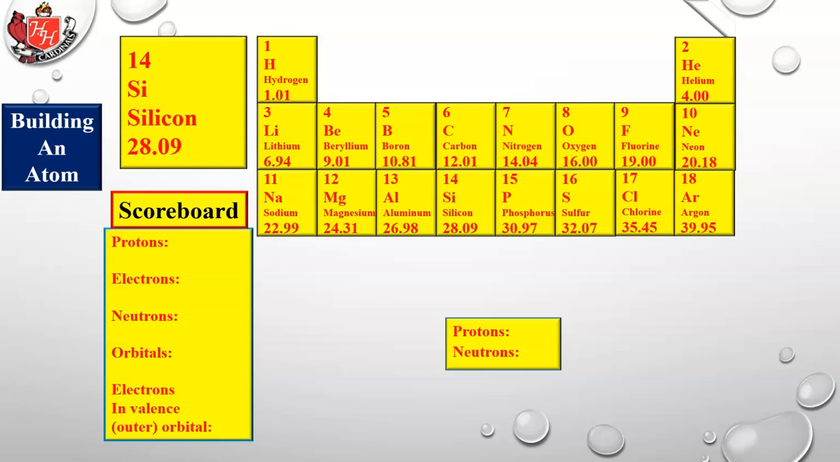And then we're going to draw a diagram in the lower right. So you see the rectangular box that says protons and neutrons. That's going to be the nucleus. And then we're going to put orbitals around that and then place the electrons. So you'll actually draw a diagram of a silicon atom. So here goes. Let's get started.